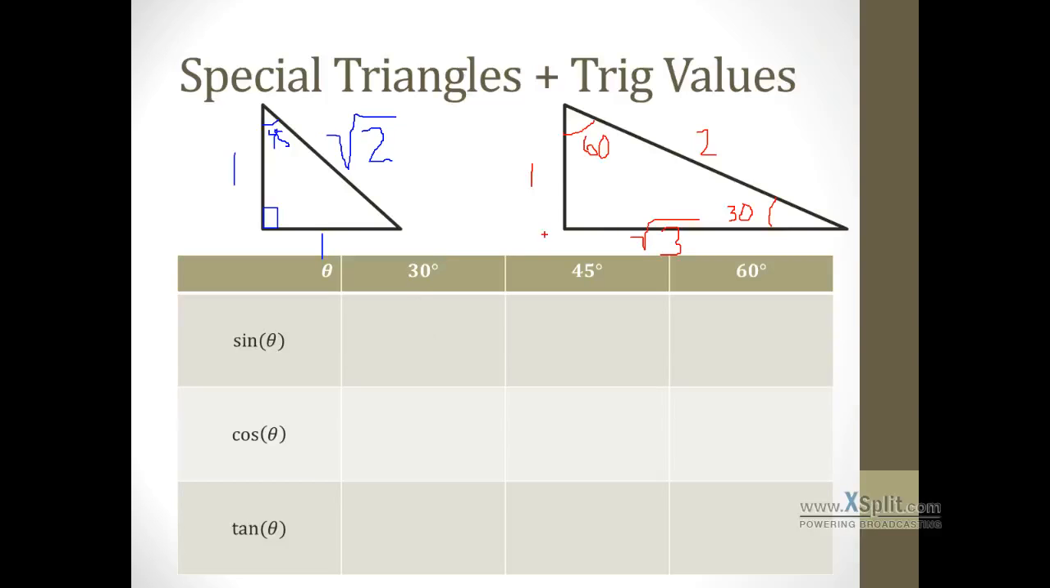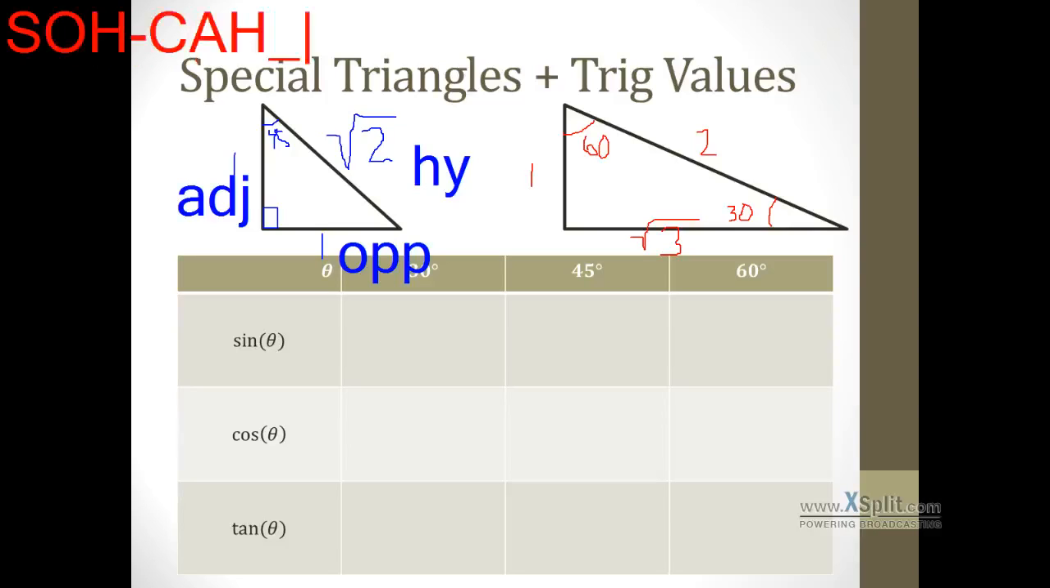Now we can start putting in values here. We'll start with the 45-degree angle. The 45-degree angle up here means we have an opposite side here, we have a hypotenuse on this side, and we have an adjacent. I know sine, according to our SOHCAHTOA, is always opposite over hypotenuse, so 1 over root 2. We say that sine of the 45-degree angle is 1 over root 2.